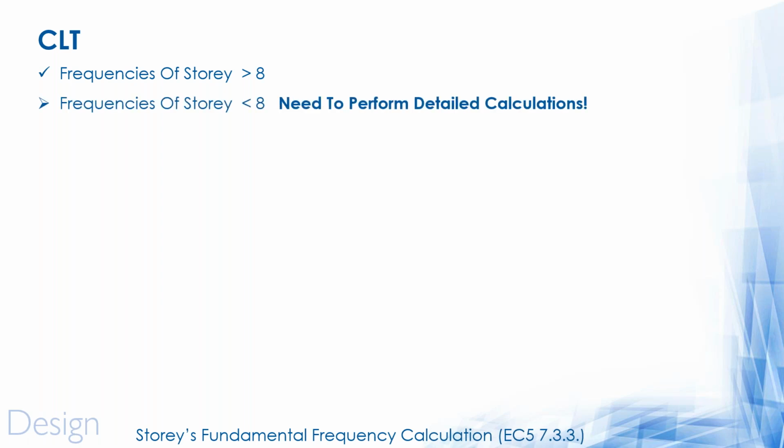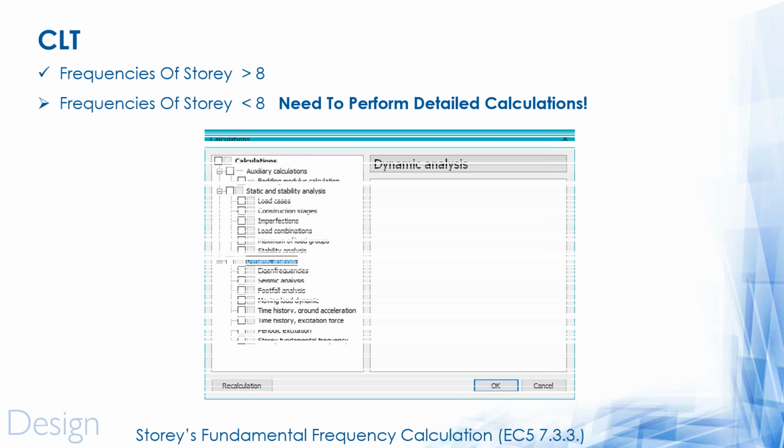So the next is the story fundamental frequency calculation. This originally came from the CLT users. They say that if the frequency of the story is above 8, that's fine. But if the frequency of the story is under 8, they need to perform the detailed calculation. For this, they needed this fundamental frequency calculation.